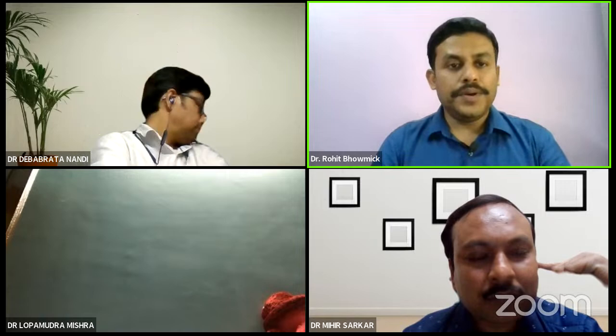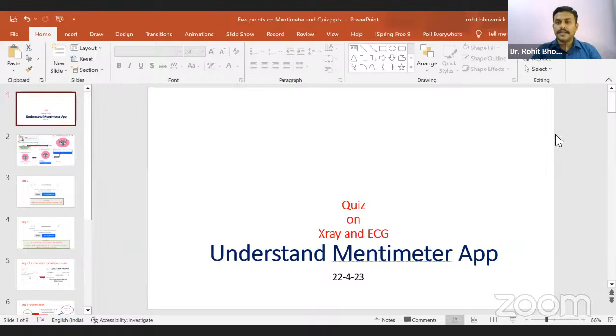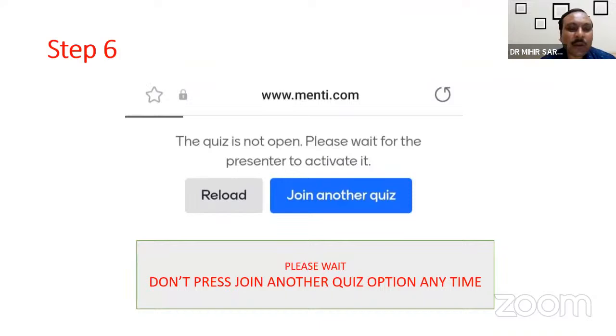So before starting, I just want to take 2 minutes to show you the app. Is my screen visible right now? Yes. So it is a very simple app. The link has been shared in the WhatsApp group as well as in the Zoom chat box. Once you click on the Menti link, with the code I shared, the next step, one cartoon will appear. You just have to enter your name, which was registered for the CME. Then it will show as join quiz. You wait till I start. It will show as get ready to play, and your name will be shown. Please mention your name, otherwise you will not be identified during the result.